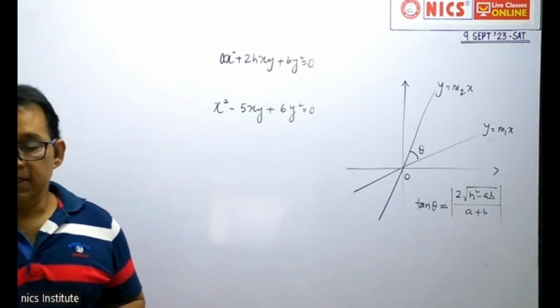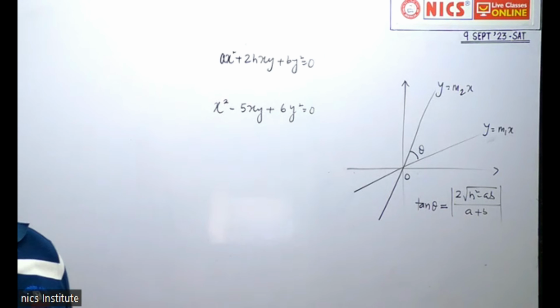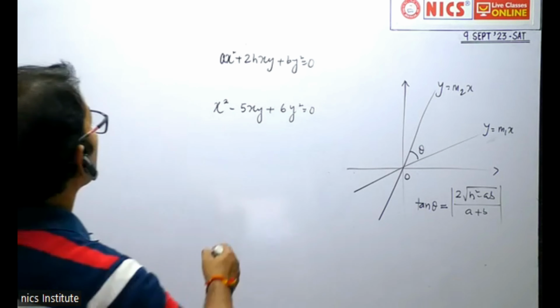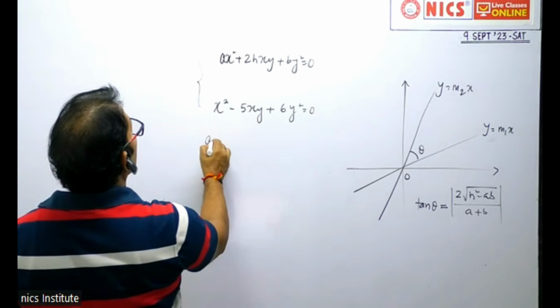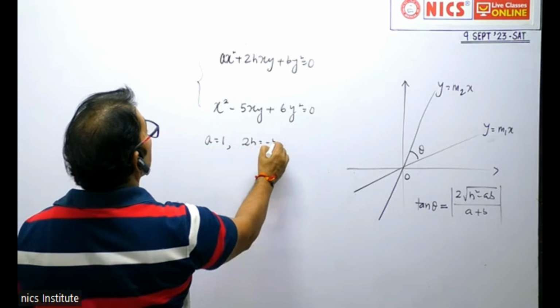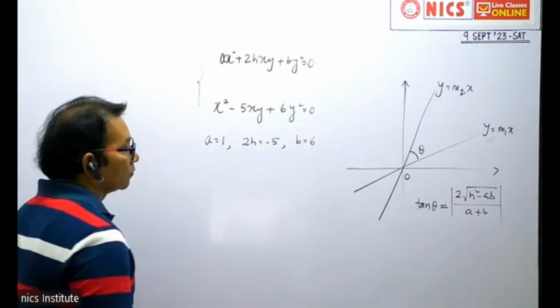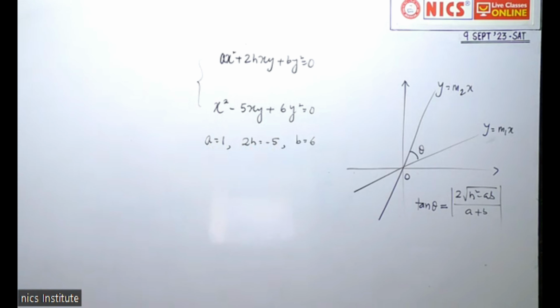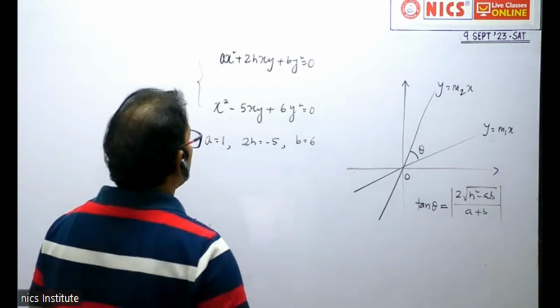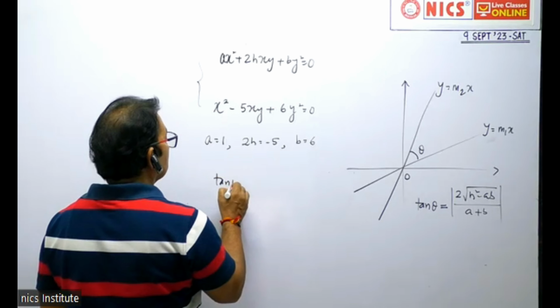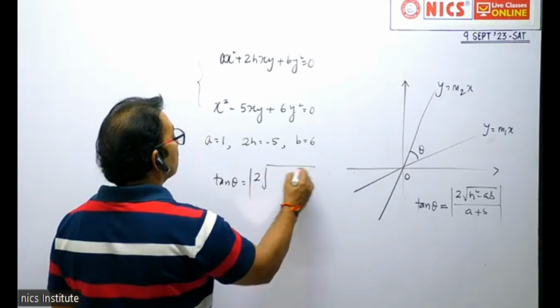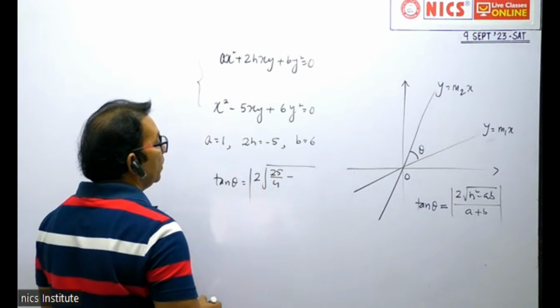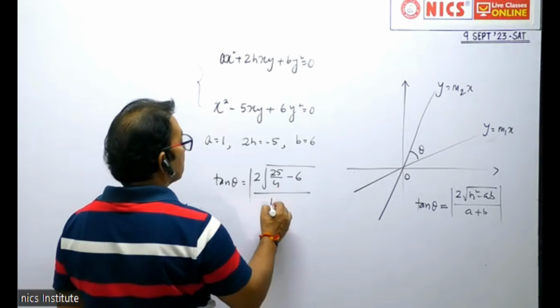We compare these two lines, find a, b, and h, and tell me what is the angle between these two lines. When you compare, a would be 1, h which is minus 5 by 2, and b is equal to 6. Then you substitute these values over there. What is tan theta coming out to be? Twice square root of h square, which will be 25 by 4, minus a into b, that is 6, divided by a plus b.